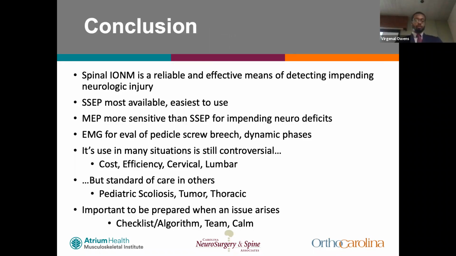So in conclusion, spinal intraoperative neuromonitoring is a reliable and effective means of detecting impending nerve injury. SSEP is the most available, easiest to use, but MEP is more sensitive for impending neuro deficits because it's more immediate. EMG can help with pedicle screw breach and dynamic phases.